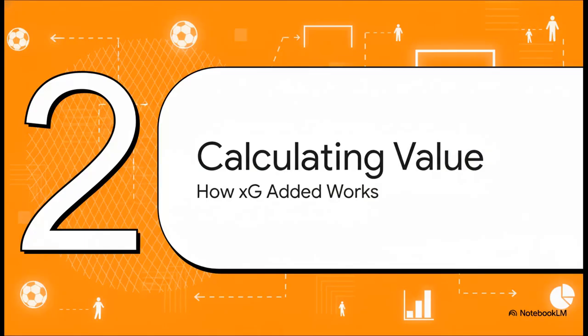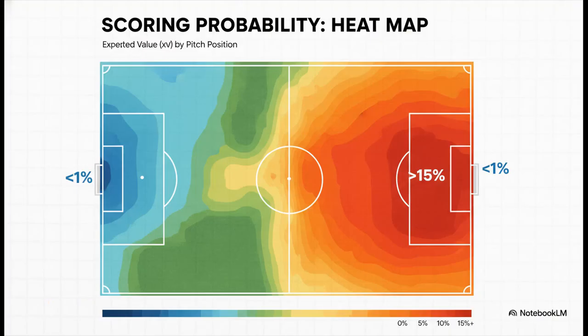All right, so how on earth does this actually work? It might sound super complicated, but the basic idea behind it is actually pretty intuitive. So let's break down the mechanics of how the value of any possession gets calculated. The whole model is built on this one core principle. A computer analyzes literally thousands of matches to figure out the odds of a possession ending in a goal from every single spot on the field.